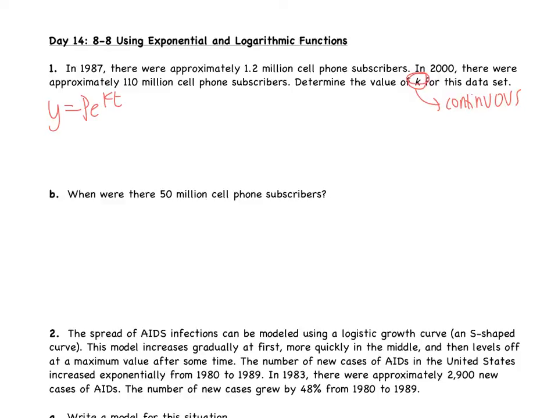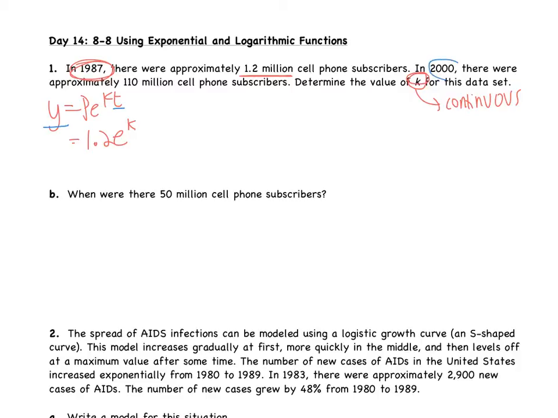Well, we know at our starting point in 1987, there were 1.2 million subscribers. That means our P is going to be 1.2, because we're going to count in millions. Then we have e to the k. We don't know k because that's what we're looking for. Now, we are only allowed to have one unknown if we're solving for k. So we need to somehow use the other information we were given to find y and to find t.